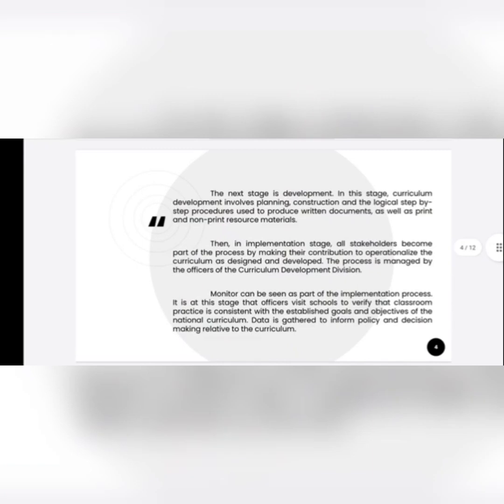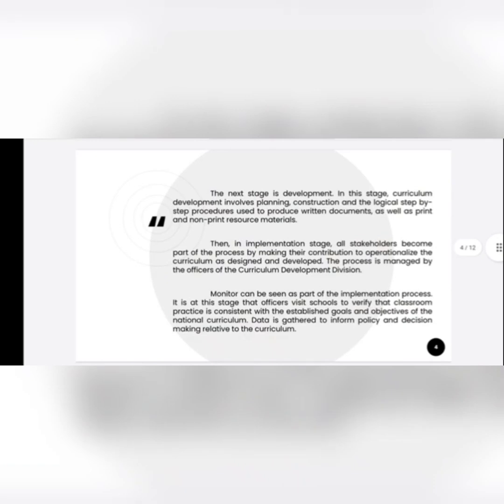3. Implementation. In the implementation stage, all stakeholders become part of the process by making their contribution to operationalize the curriculum as designed and developed. The process is managed by the overseer of the curriculum development division. It requires interaction between the overseer of the division, principal, teachers, parents, students, and the general public, all key in the education of the child.